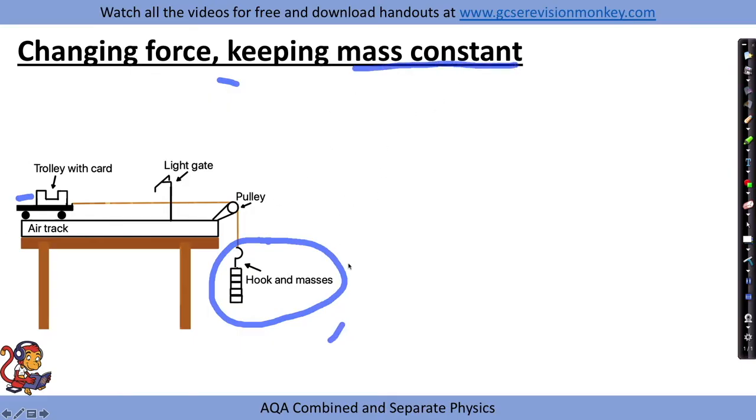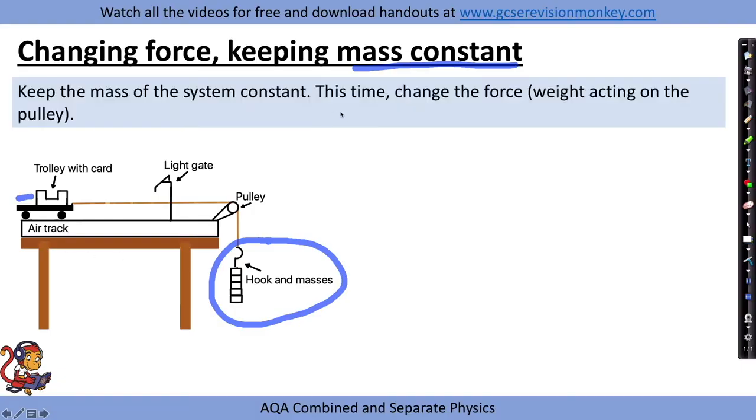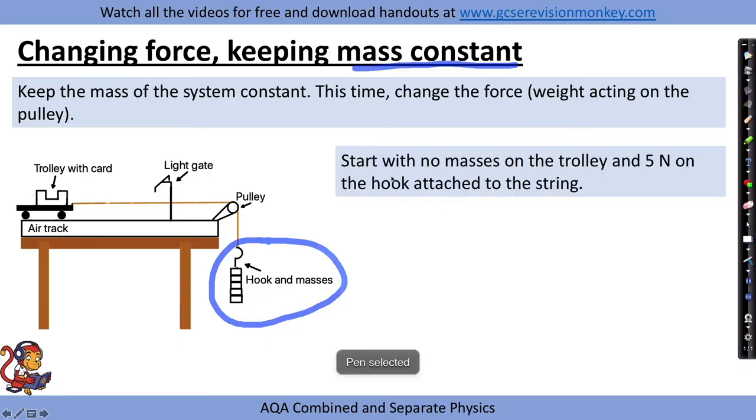A little bit of a difficult concept to understand, but in the exam they'll expect you to write about moving the masses from here to here. So we keep the mass of the system constant, and this time change the force, so the weight acting on the pulley. So we'll start with no masses on the trolley and 5 newtons on the hook attached to the string. Now it doesn't have to be 5 newtons, that's just a random example that I've given.